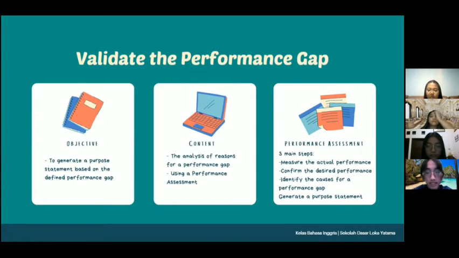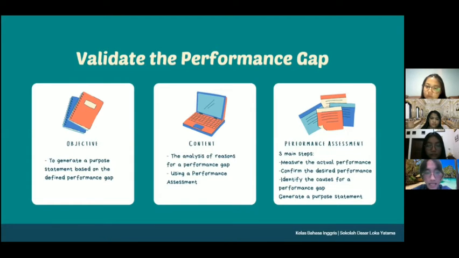And in the performance assessments, there are 3 main steps. The first main step is to measure the actual performance. The second one is to confirm the desired performance. And the third one is to identify the causes for a performance gap. Usually there are 3 causes for a performance gap, which are the lack of resources, such as the facilitator, money, or time. The second one is the lack of motivation. And the last one is the lack of knowledge and skill.